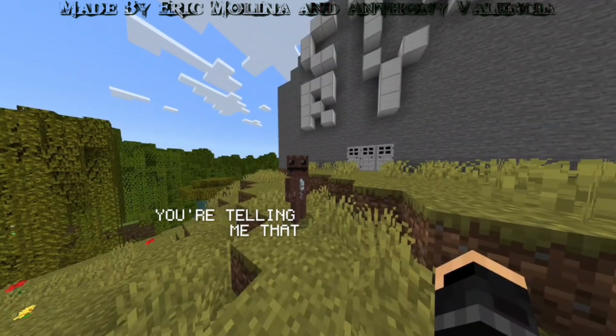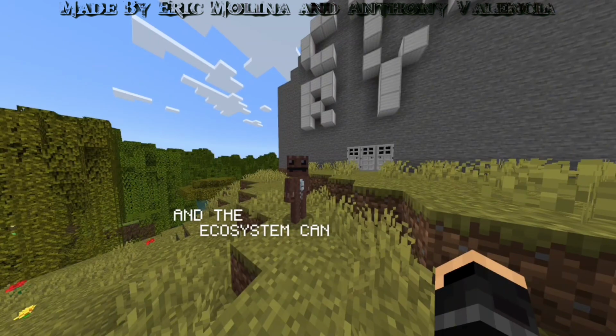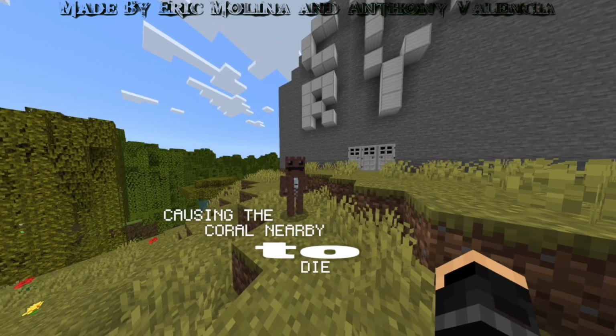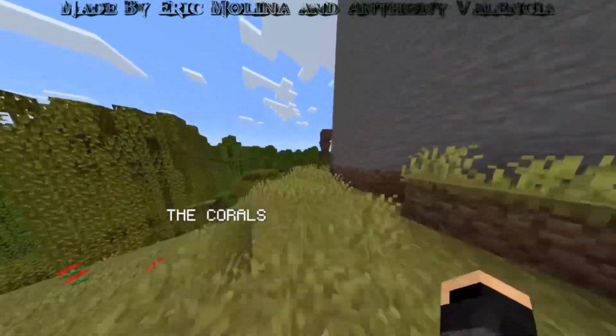Wait, so you're telling me that because of the factories burning fossil fuels, they're putting out more CO2 than the marine life in the ecosystem can handle, and because the marine life acts as carbon sinks, they're absorbing too much CO2, causing it to not get filtered correctly, causing the coral nearby to die? Wait a minute. They're dead! The corals, they're dead!